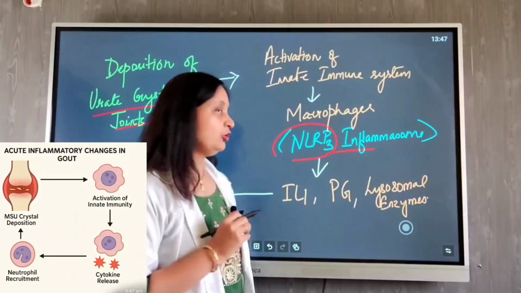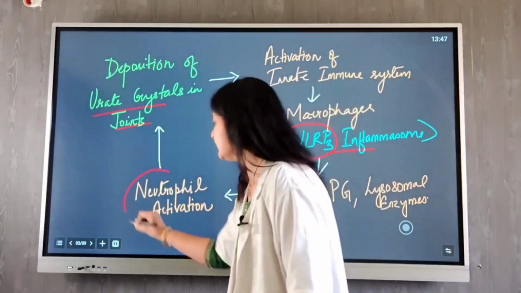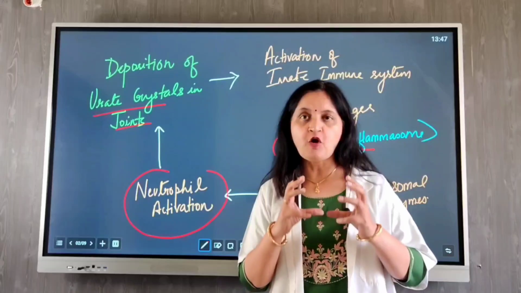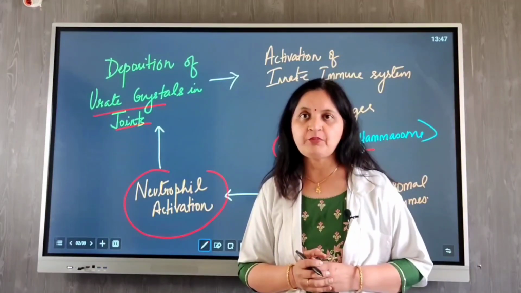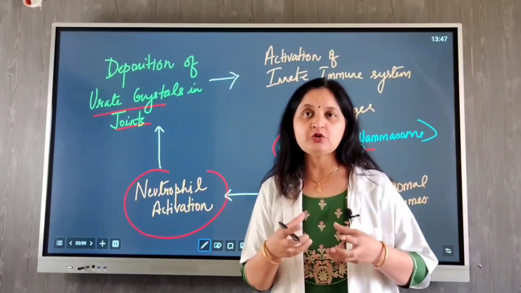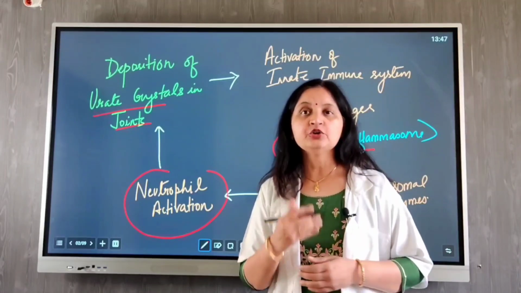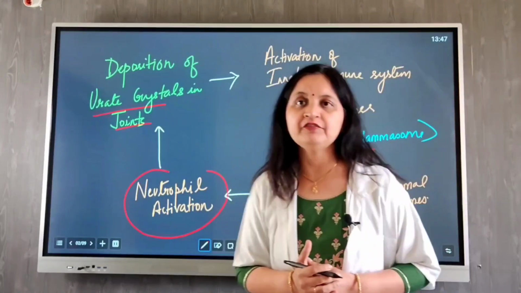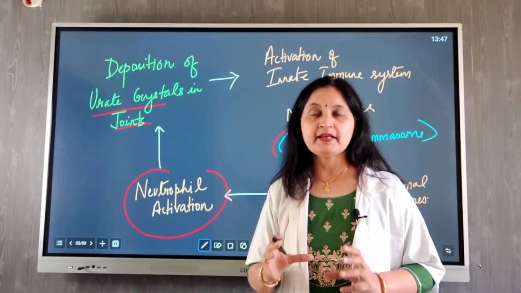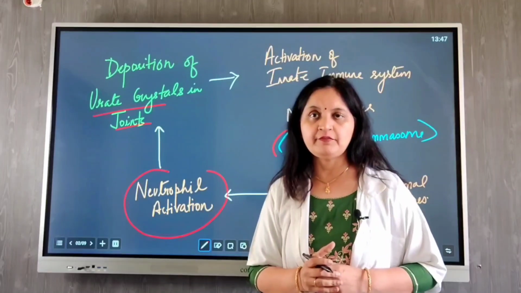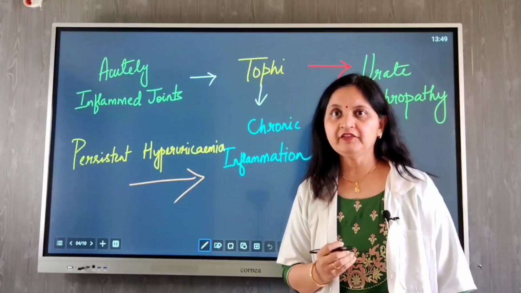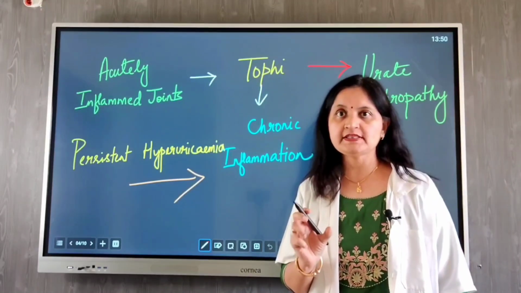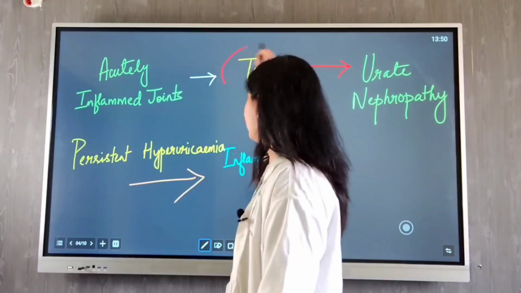Now, the release of cytokines further recruits the neutrophils to the site of crystal deposition. So, there is migration of neutrophils to the site of crystal deposition, and in an attempt to phagocytose those urate crystals, the neutrophils further exacerbate the inflammatory process. There is further release of inflammatory mediators, and this sets up a vicious cycle of inflammation. The joints are acutely inflamed, there is redness, pain, swelling in the joints, and because of persistent hyperuricemia, there is deposition of tophi in the joints.